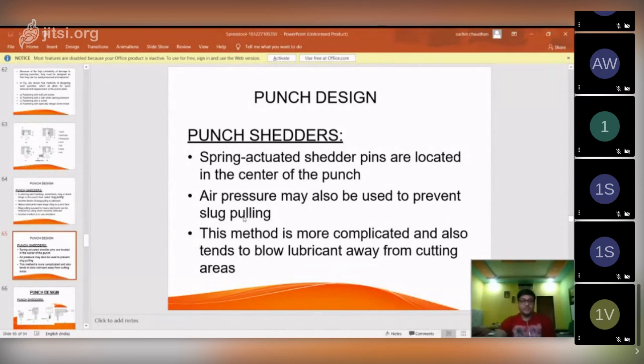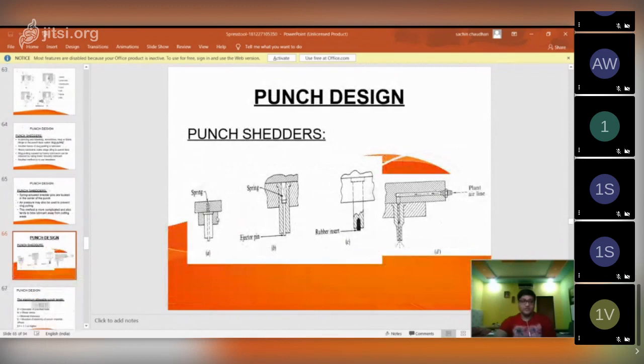So air pressure is used. First of all, see how it is. These are different types of punch shedders. A is a spring, so it is a spring arrangement exactly at the center of the punch, where you can remove the slug or your sheet metal by this spring arrangement. This is a spring. This is an ejector pin. Some rubber inserts are also used.